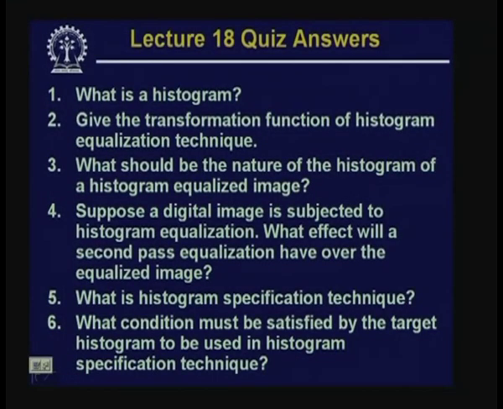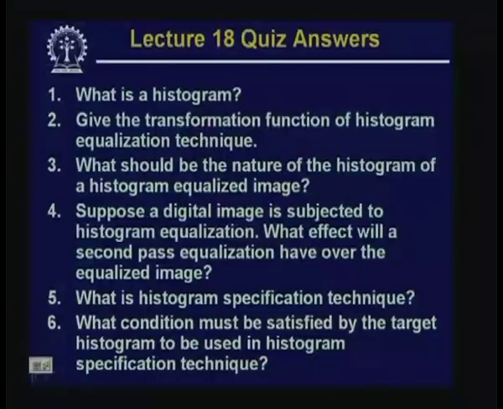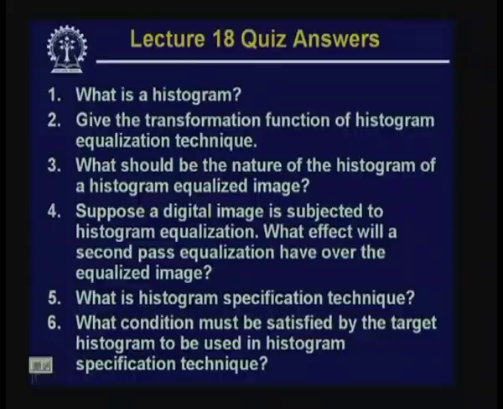The sixth one is again a tricky one. What condition must be satisfied by the target histogram to be used in the histogram specification technique? In histogram specification, the target histogram is used for the inverse transformation, G inverse. So the transformation function G has to be monotonically increasing, and that is only possible if p_z(z) is non-zero for every possible value of z. That is the condition that must be satisfied by the target histogram.